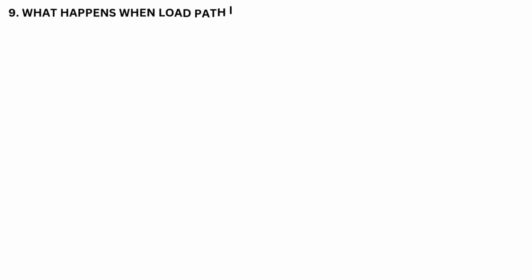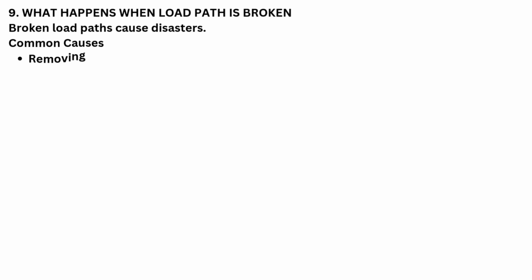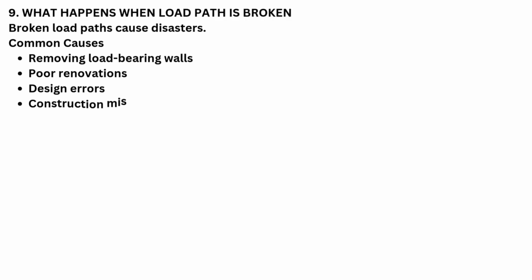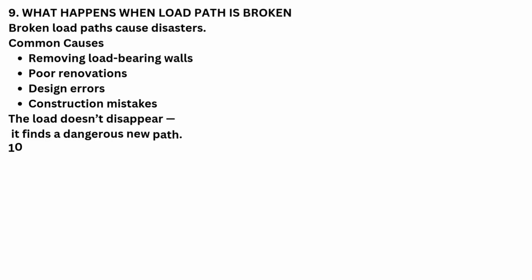9. What happens when the load path is broken? Broken load paths cause disasters. Common causes: removing load-bearing walls, poor renovations, design errors, construction mistakes. The load doesn't disappear. It finds a dangerous new path.